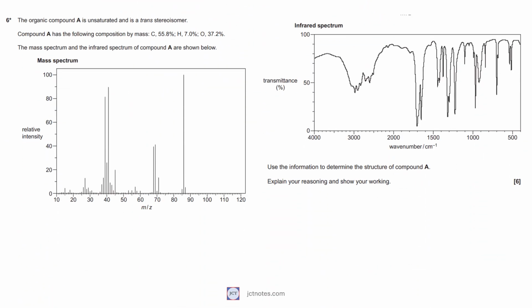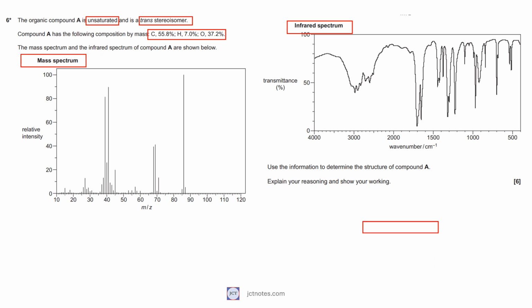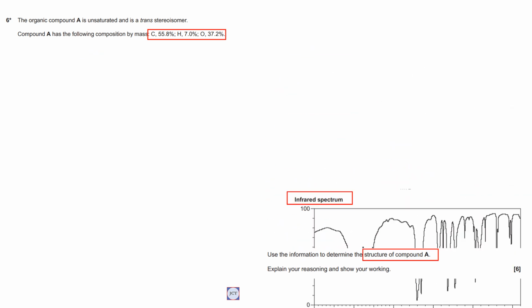In question 6, we have an organic compound that is unsaturated and is a trans stereoisomer. We are given the composition by mass, the mass spectrum and the infrared spectrum of compound A. We need to determine the structure of the compound. We will go by parts. I will make space by removing some of the information and start with the molecular formula from the composition by weight.